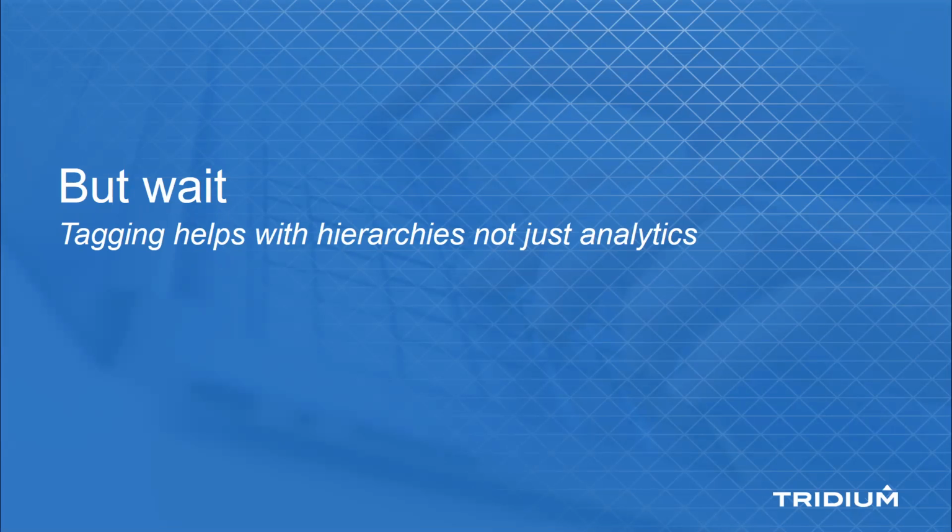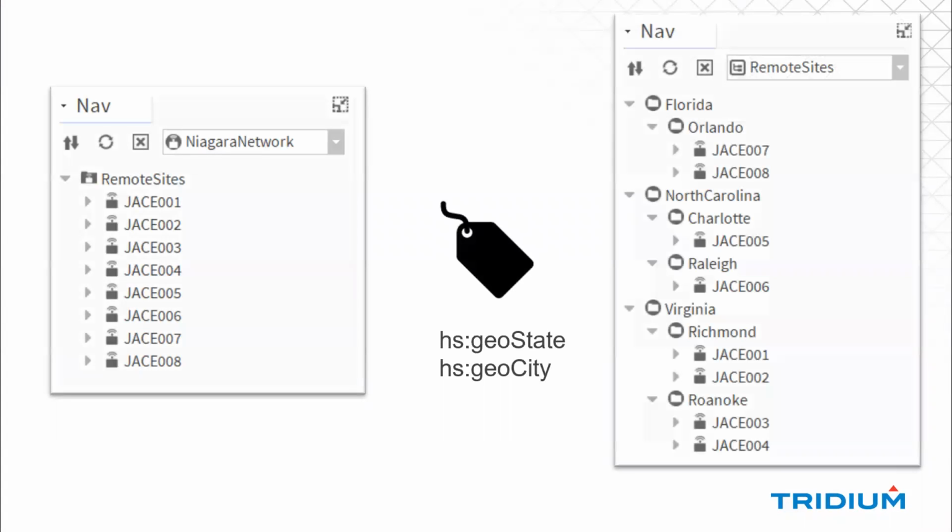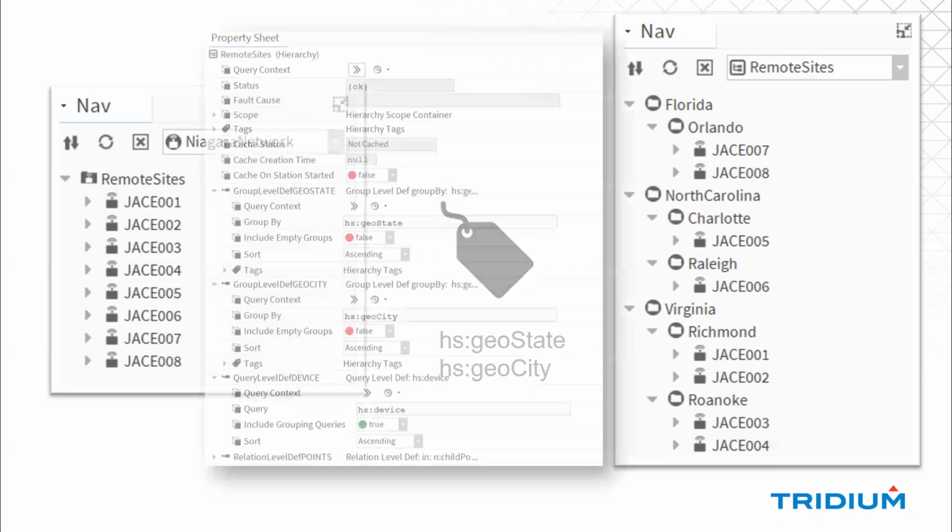But wait, tagging also helps you with hierarchies, right? So here I've got a series of sites and their JACEs, and just by applying the geostate and the geocity tags, I can then give those contexts so that I could display them in a hierarchy, such as North Carolina, the city, Charlotte, and that particular JACE. So it organizes my hierarchy, and it's very easy to do that hierarchy, and we can take a look at that, which is pretty simple, right?